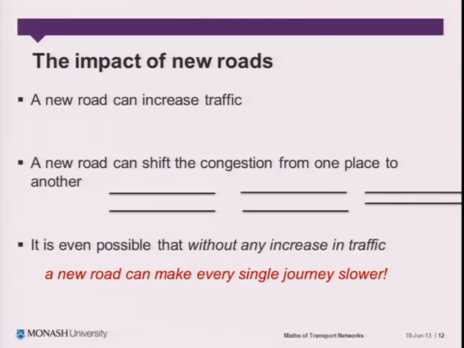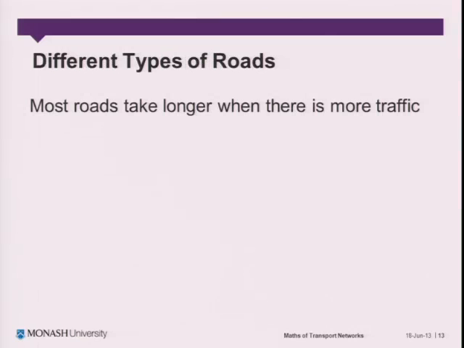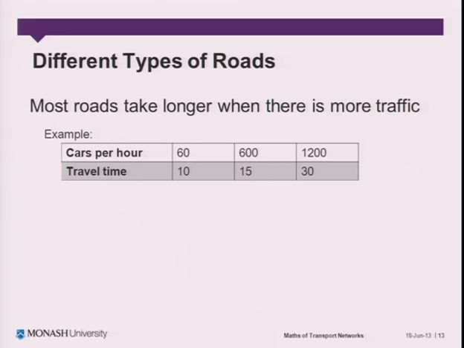This is something that probably a lot of the people in this audience already know, but anyway, I'll go through it. Look at a couple of types of roads. Most roads take longer when there's more traffic. So if you've got 60 cars per hour, just a car every minute, you might have a short travel time. But if you've got a car every 6 seconds, things are getting a bit congested, so it's going to take a bit longer. And if you've got a car every 3 seconds, then you've got real congestion, so things are really going to go very much slower.